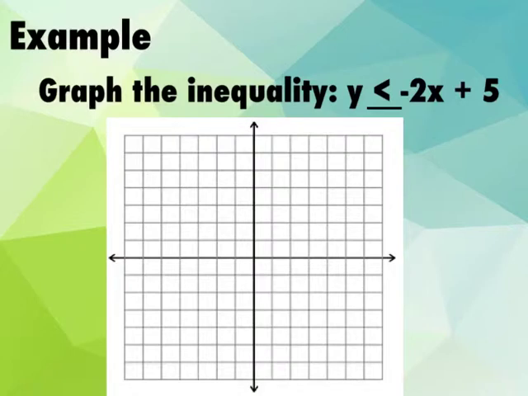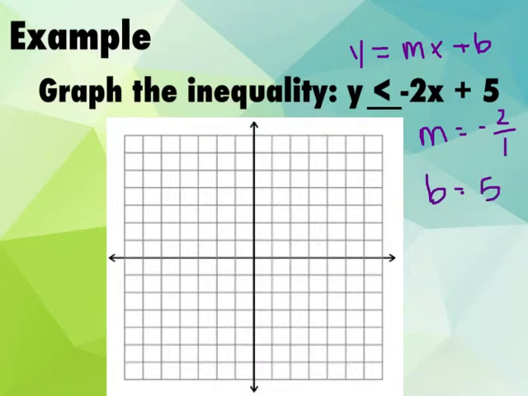Graph the inequality here, looking at y is less than or equal to negative 2x plus 5. This sure looks a lot like y equals mx plus b, so we'll graph it just like y equals mx plus b. Our slope is negative 2 over 1. Our y-intercept is 5. We are going to have a solid line when we graph it, and we are going to shade less than.